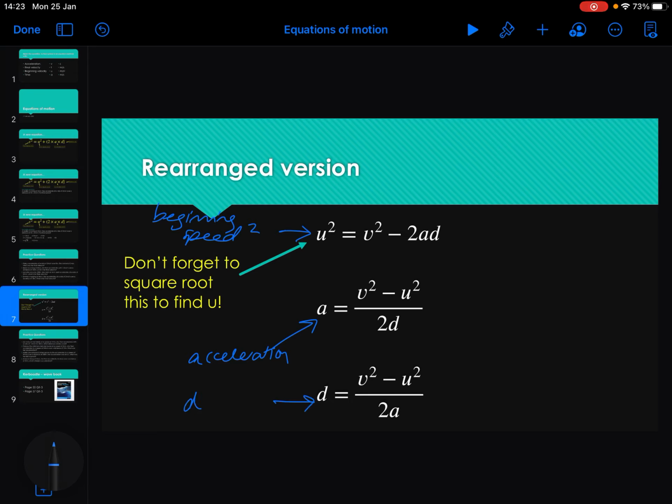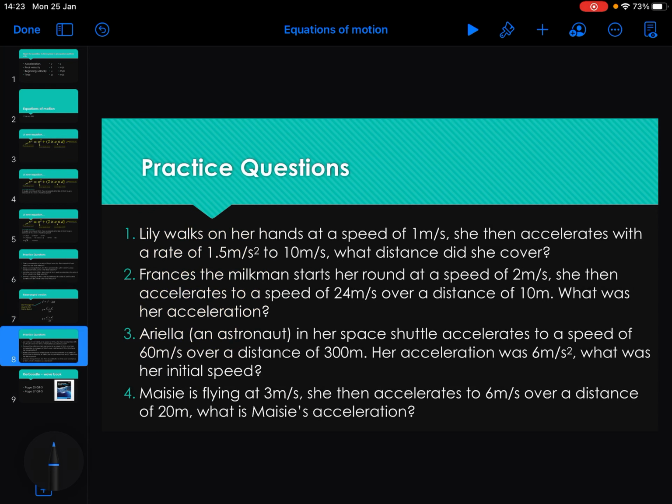And if I want to work out distance, there's a rearranged version. So when you're doing the next questions, you're going to figure out what they're asking for and then pick the appropriate equation. So pause the video, copy those down, and let's have a go at some more practice questions. Okay, I'm going to do practice question number 1 with you, and then I'm going to get you to do the rest of them and send me a photo.